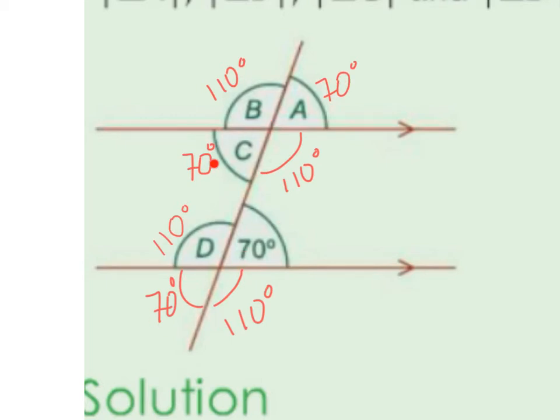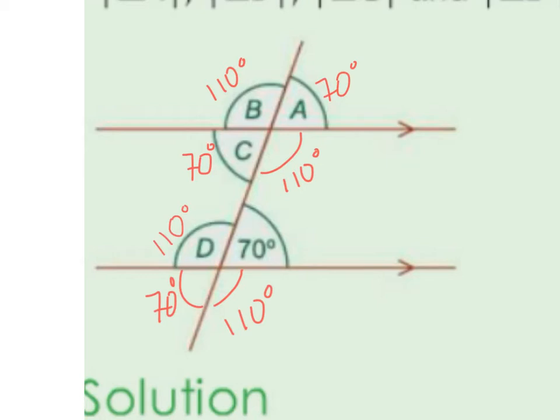And these two 70s are opposite each other, so they're equal, and these two 70s are opposite each other, they're equal. Also, we could say 110 and 110 are corresponding with each other, they're in the same place, so they're equal. 70 and 70 are corresponding with each other, so they're equal. 110 and 110 are corresponding, so they're equal. And 70 and 70 are in the same place, so they're equal, they're corresponding with each other.